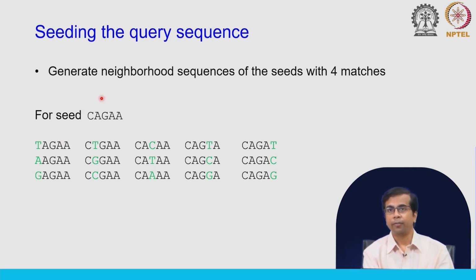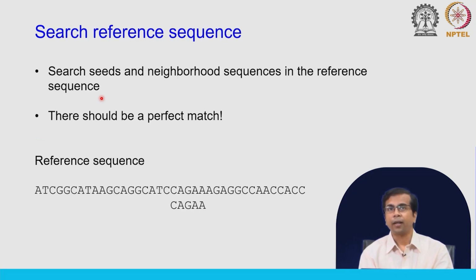Now, what it means is that we are accounting for sequencing error at different locations of the seed. In the next step, we search these seeds and the neighbor sequences in the reference sequence. Since we are considering all the variations, there should be a perfect match. If you slide across this reference sequence, you will see at this position you have this match.